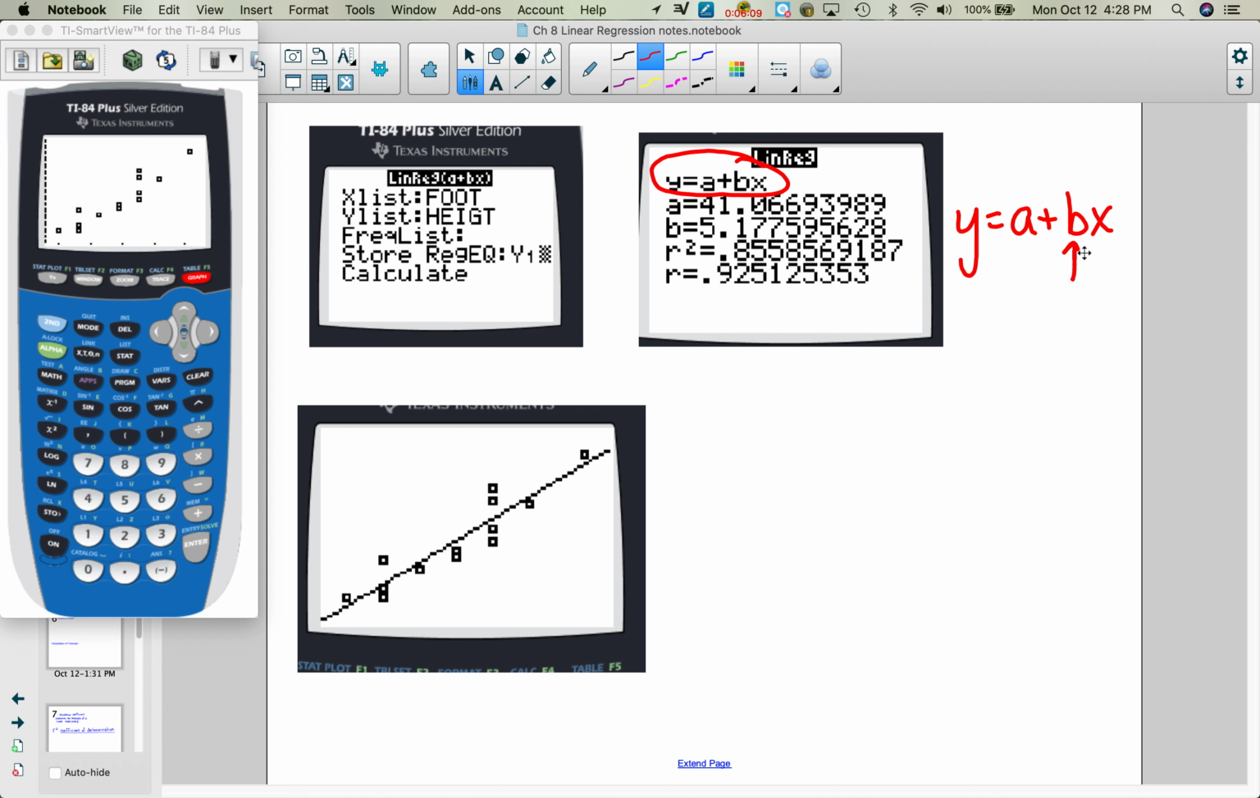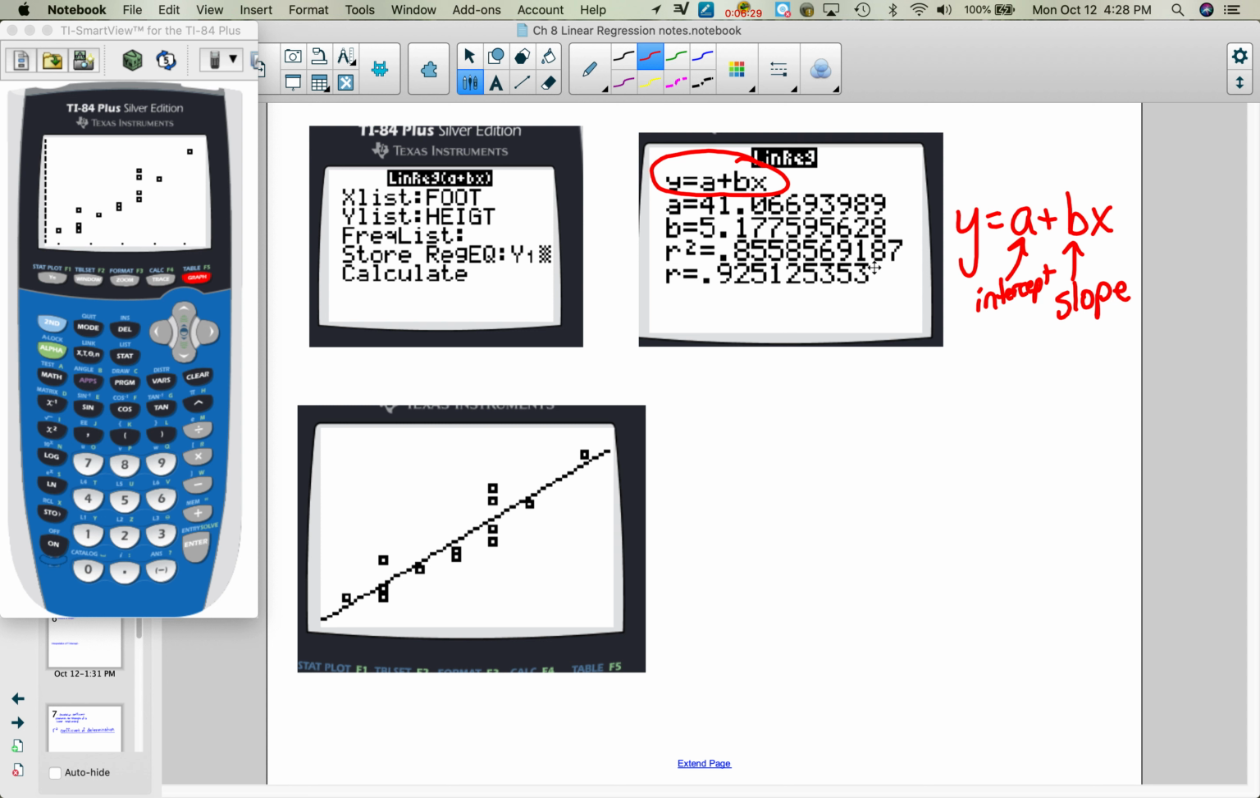So this is my slope. And if we had chosen the other one that did linear regression, it's AX plus B, but this is the one I want you to use. And so this would be my intercept, also a constant when we're looking at that.